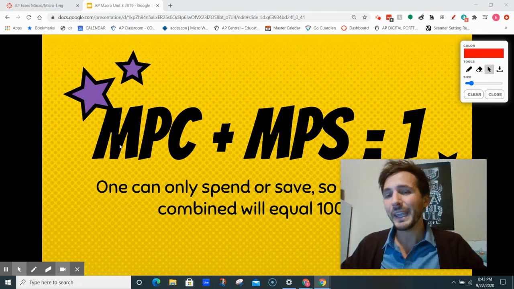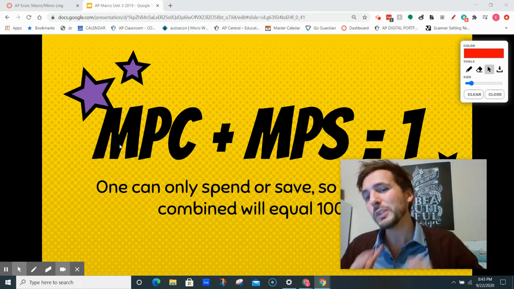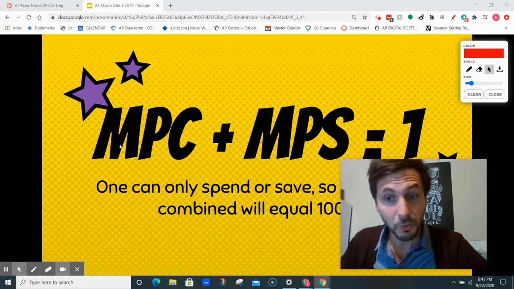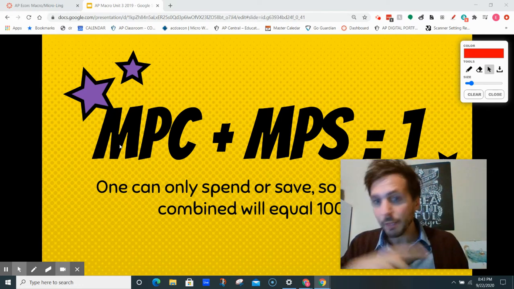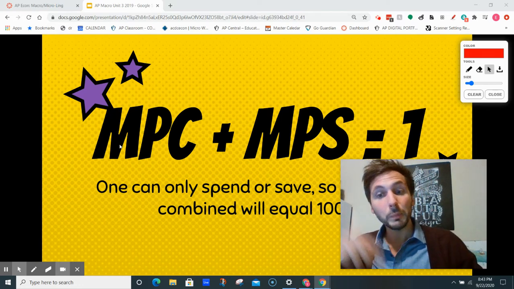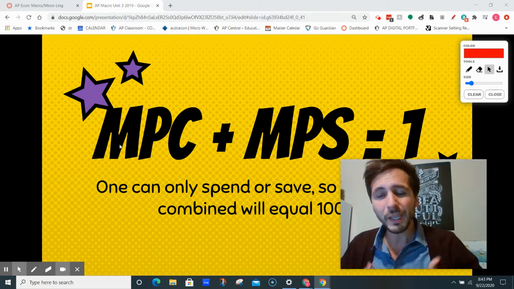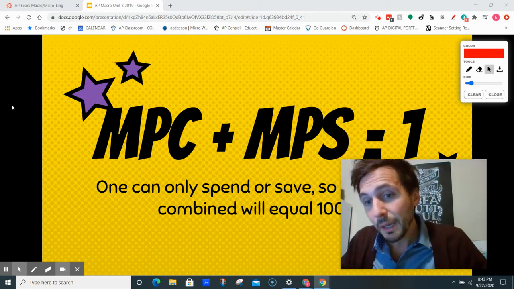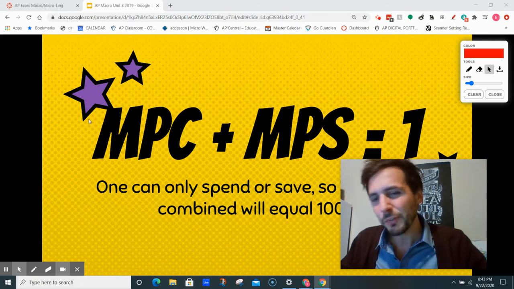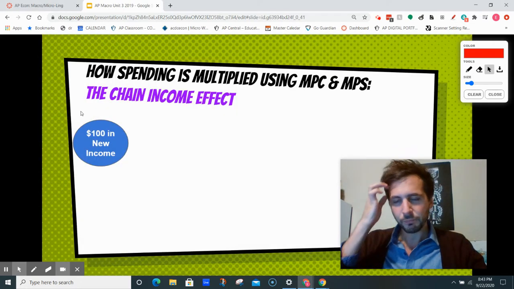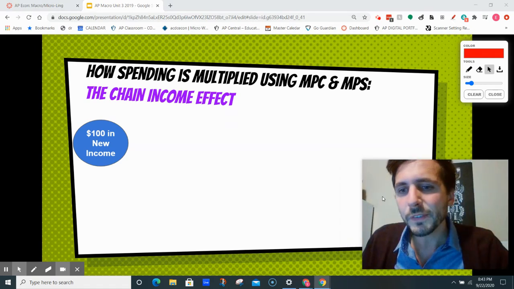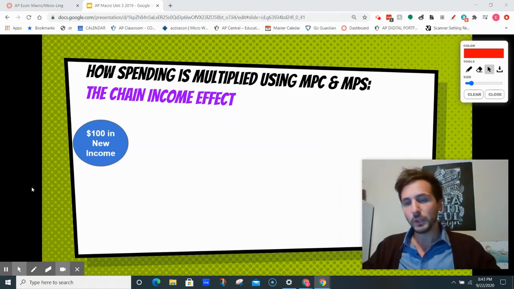And this will come in handy as a little shortcut for you, because we use MPC and MPS to multiply. Remember earlier we said if you save more, the multiplier will be lower. If you spend more, the multiplier will be higher. Well, we use that concept to be able to calculate a number which indicates the multiplied effect of every dollar spent in our economy. Here's how it works. We call this the chain income effect. I referred to it earlier.